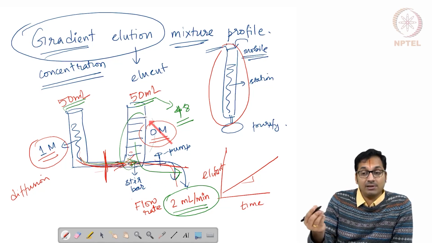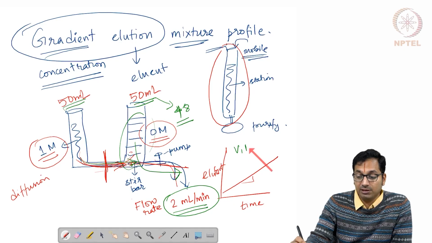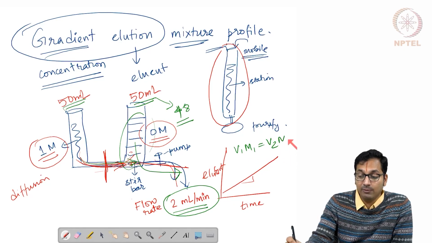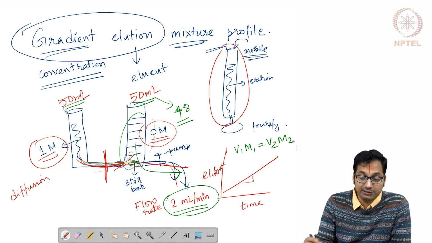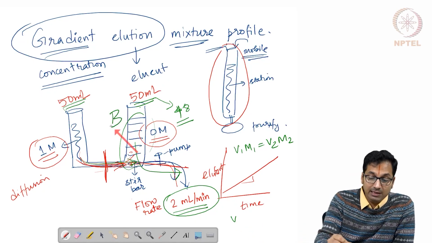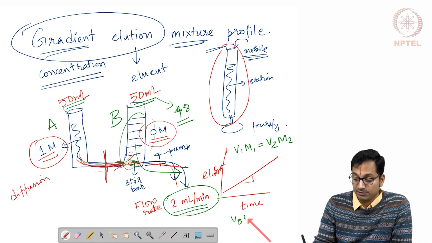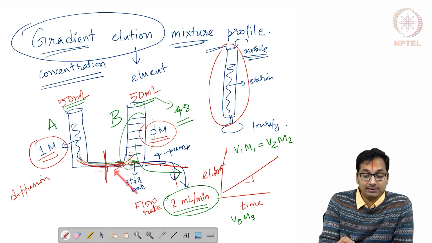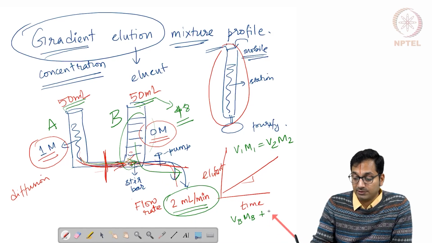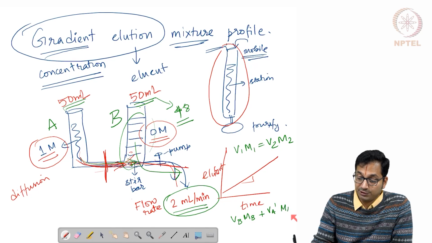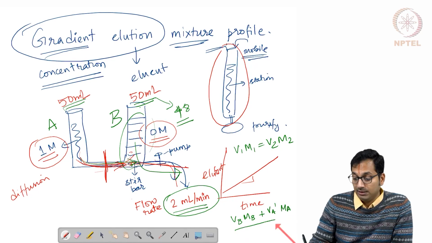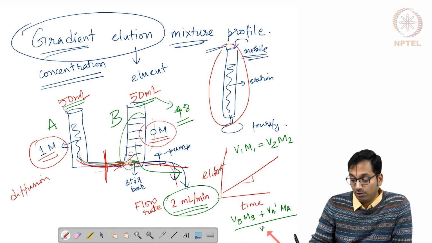The dilution happens. How does the dilution happen? We can use the equation V1 M1 equal to V2 M2, and of course this is not a straightforward equation because you have a certain volume here. So we can say this is tank B and this is tank A. So you have a certain volume VB, you have a certain concentration in B, and a certain amount of volume comes from A. So we can say volume A prime times concentration of A, divided by the total volume of VB plus VA prime.